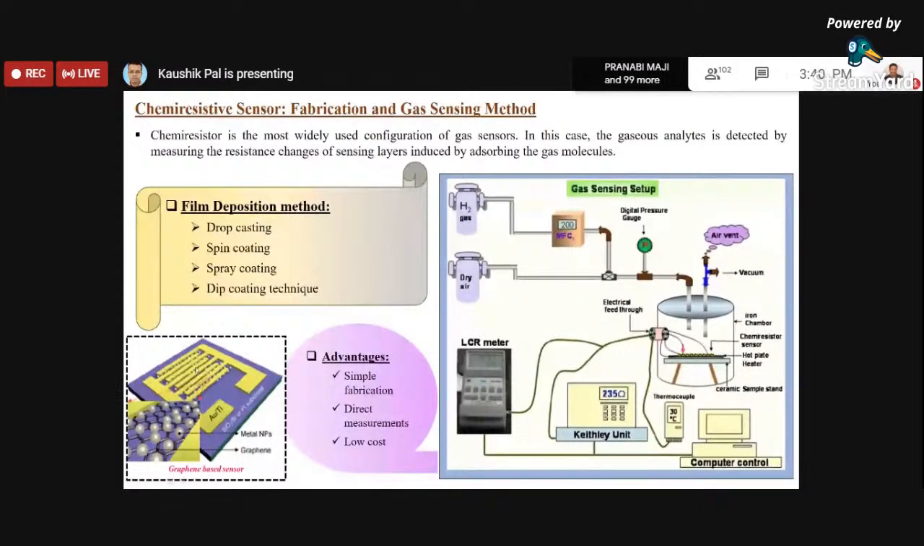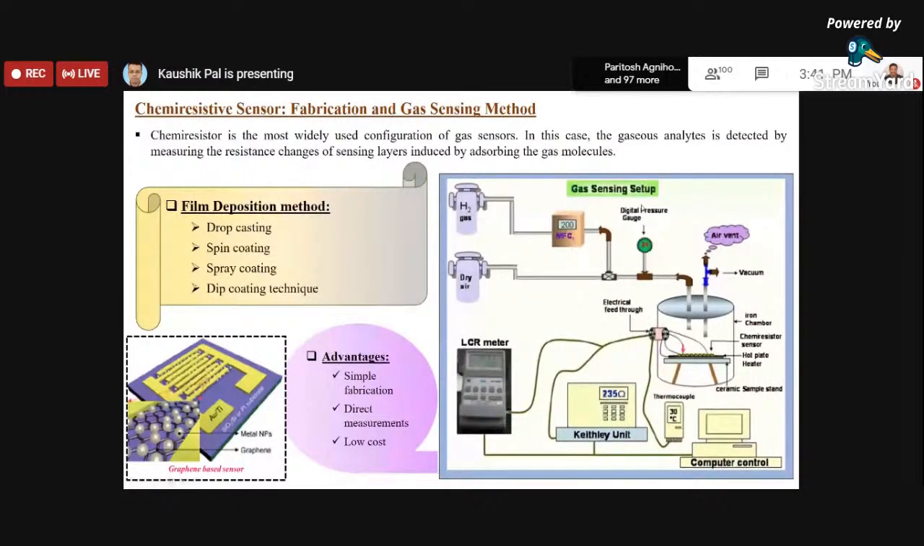Now when you are putting certain kinds of nanomaterials over there, the nanomaterial is going to create certain channels or paths. Here you can see the metal nanoparticles or the graphene creating certain kinds of paths in between. The current will flow, so automatically the resistance is going to change. So you have to measure that particular resistance, which is also very negligible. Okay, so the advantages are simple fabrication, direct measurement, and low cost.